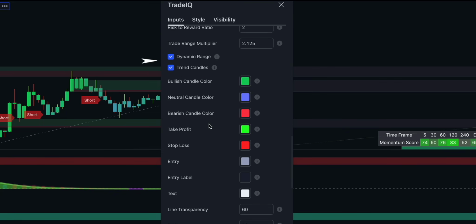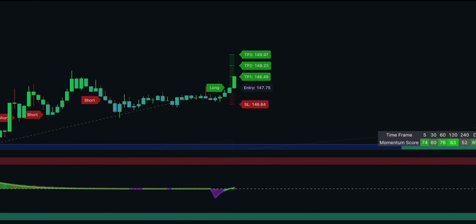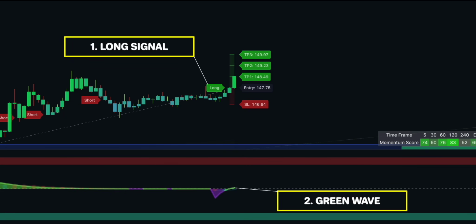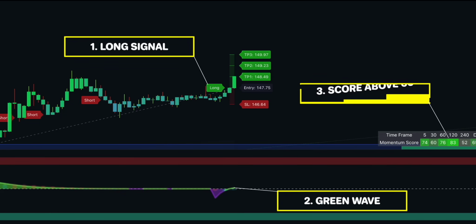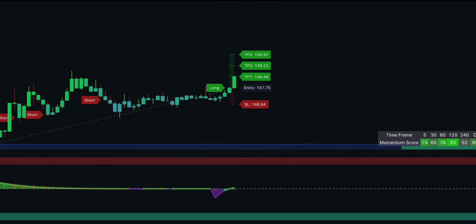Let's uncover the rules for opening a long trade. Rule number 1. The TradingView toolkit issues a long signal. Second rule. At the time the signal is given, the trend following wave must be green. Rule number 3. The trend bias score must be above 60 in at least 3 time frames. You can use trend lines, supply and demand zones for additional confluences. Set the stop loss and profit targets at the recommended prices.